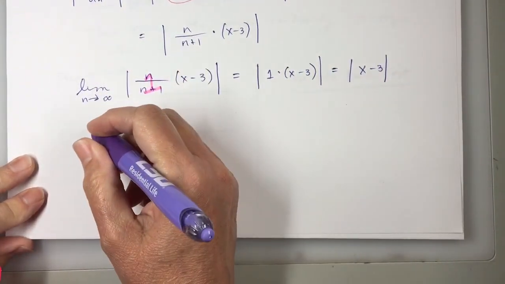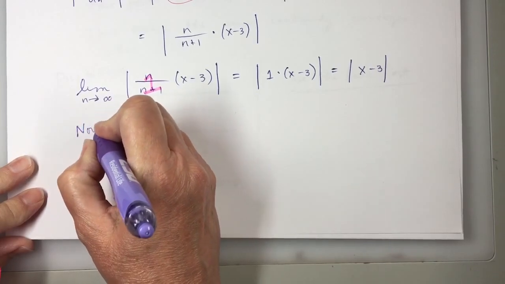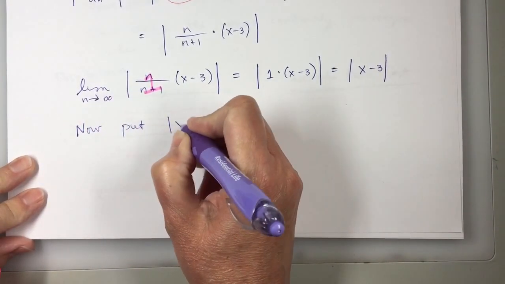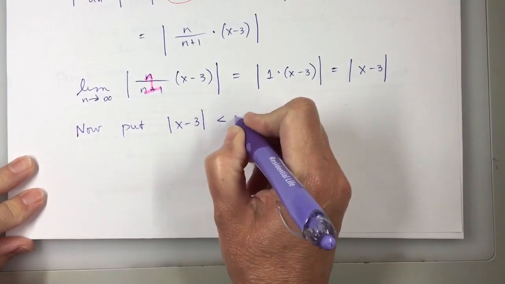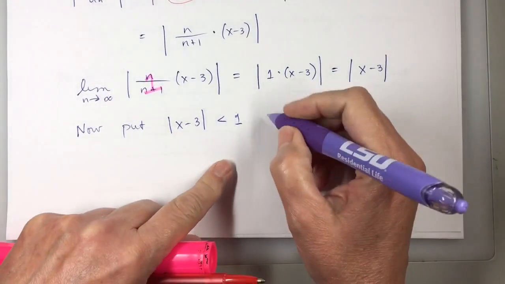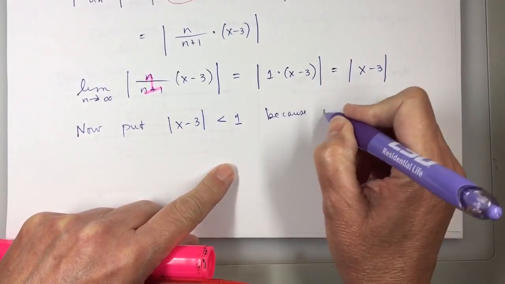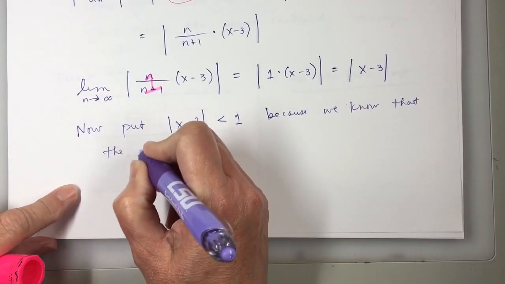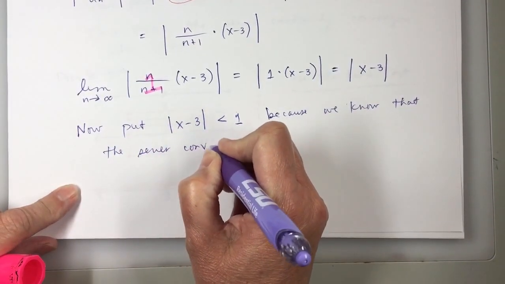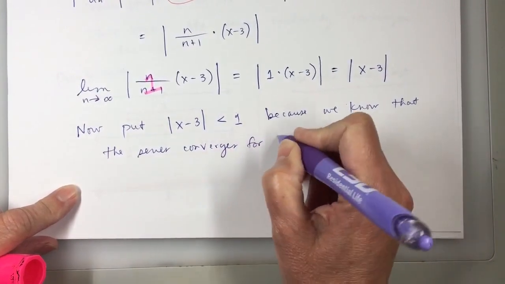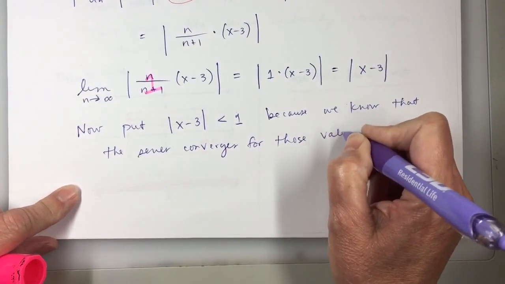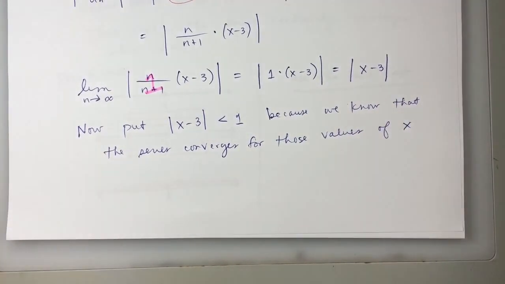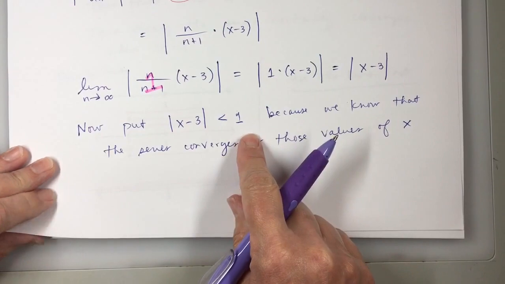So what we'll do is take what we found the limit to be, and we're going to say it's less than 1. So now put the absolute value of x minus 3 less than 1, because we know that the series converges for those values of x, because then the limit, the absolute value is less than 1, so we'd be good. And so you need to solve this inequality.